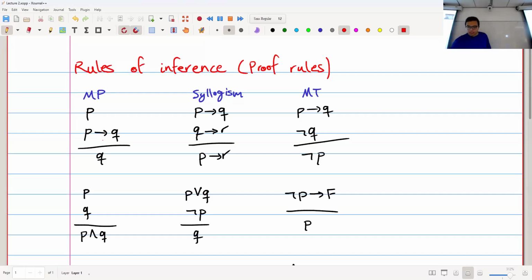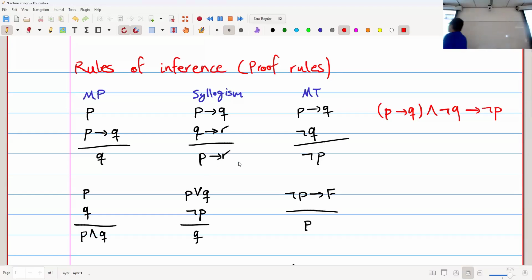Which is the same as saying that if we just take the conjunction of all the premises, so P implies Q and not Q, this whole conjunction implies the conclusion, implies not P. And this whole formula is actually a tautology. So you can just create its truth table, and it will always evaluate to true. And because it always evaluates to true, we can basically write it in this format and use it as a rule in our proofs. Now, let's look at a bunch of other rules.